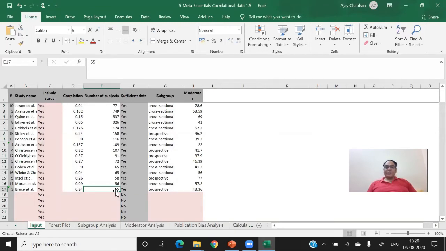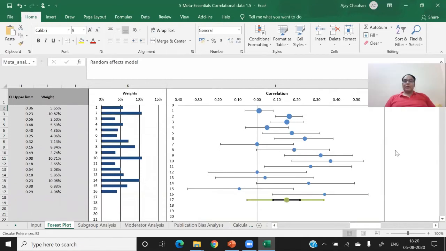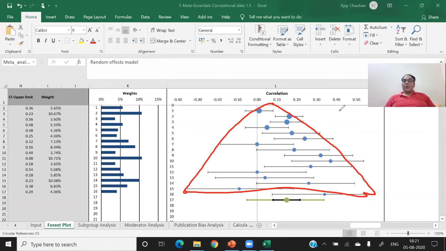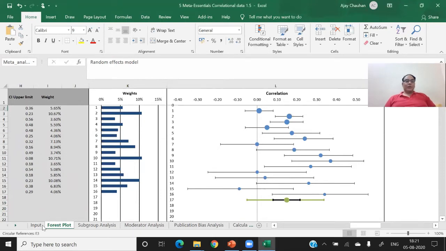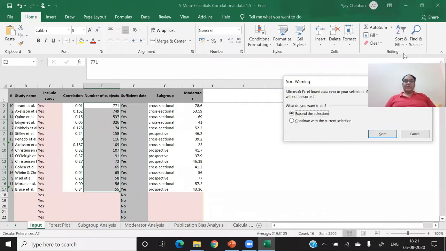This is just one experiment. Now, if I plot the forest plot, it seems like this. This is a kind of triangle you can see. I will show you that it is a kind of triangle. Now I want to invert this triangle. Inverting this triangle means I want to make the opposite of it. So let me arrange this data again from smallest to largest.